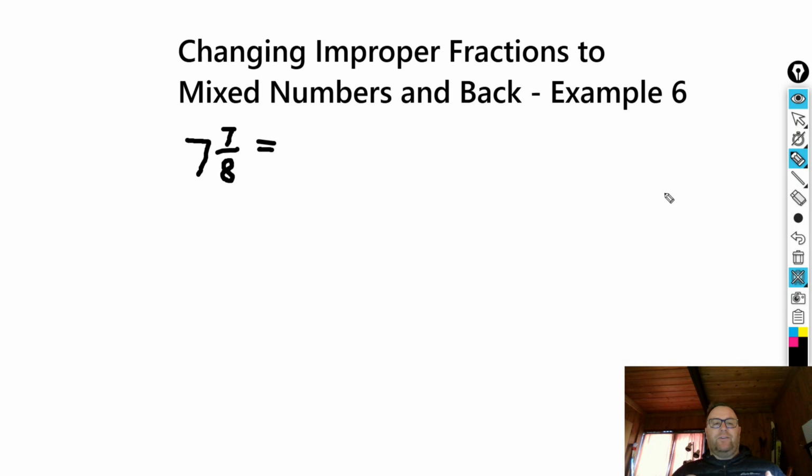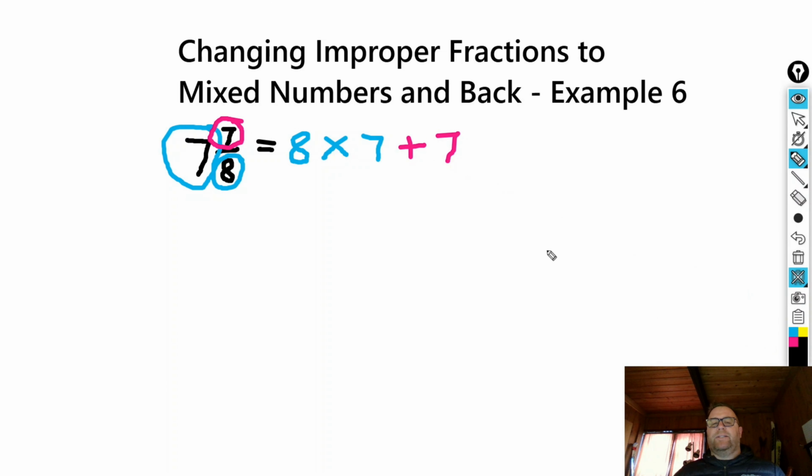In our final example, we're going to take the mixed number 7 7/8, and we're going to change that to an improper fraction. So we're going to start by multiplying 8 here by 7. So we do 8 times 7. Then we want to add the numerator here, which is also 7. So we're going to add 7.